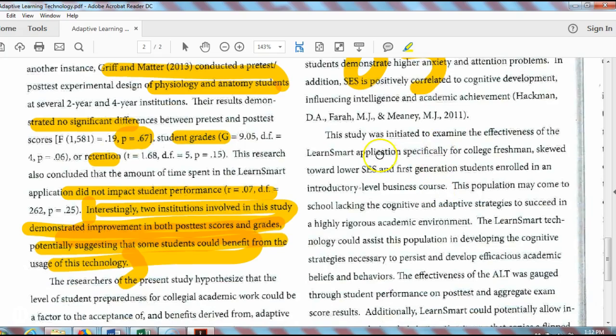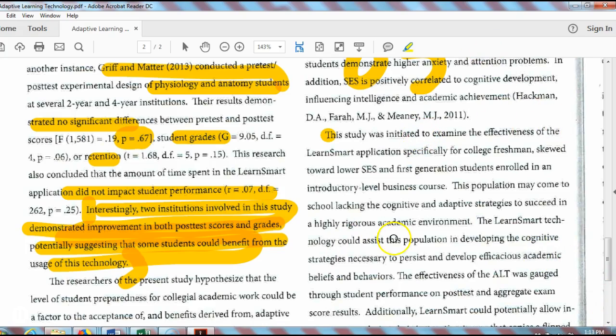What is your thesis statement? And we always try to make this very clear. This study was initiated to examine the effectiveness of LearnSmart application, specifically for college freshmen skewed towards lower socioeconomic status and first-generation students enrolled in an introductory level business course. And then we go on again, this population may come to school lacking, and some of the other things that we have. And then we talk about how we're going to do that.